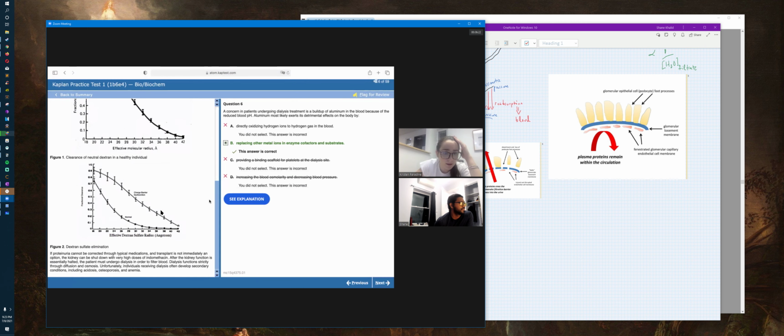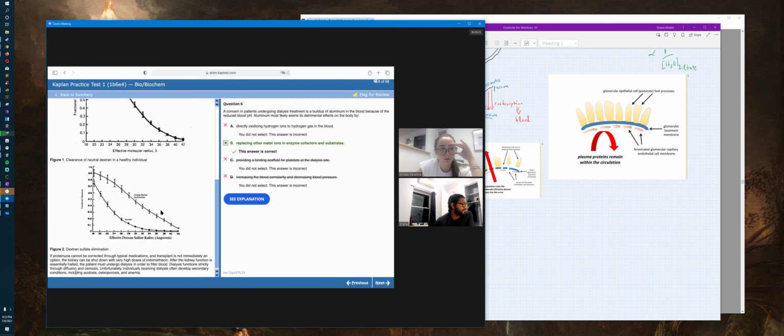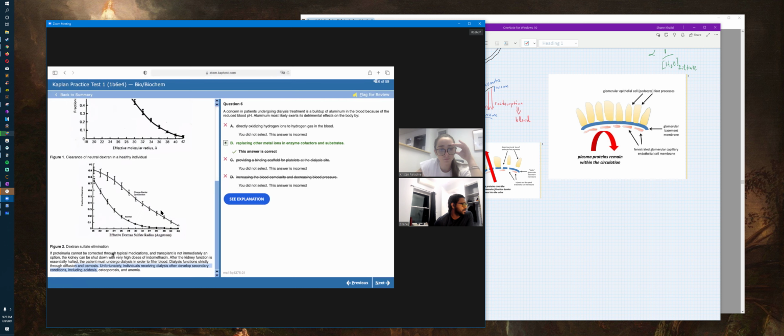Actually, dialysis is talked about down here. Dialysis functions through diffusion and osmosis. Yeah, so you see how one of the secondary conditions is acidosis? Oh, yes, here. Develop secondary acidosis. So that's why it's saying reduced blood pH.